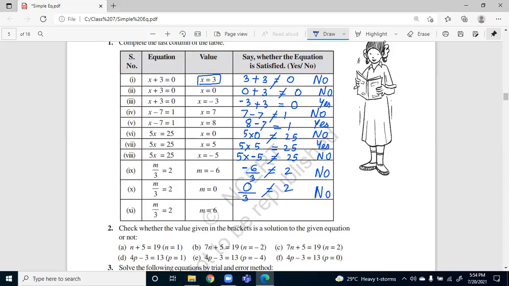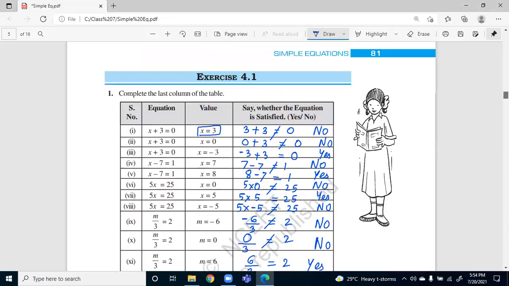Ma'am, the 11th part is satisfied because if we divide 6 and 3, the answer is 2, and 2 is equal to 2. So it is correct, yes. So this completes question number 1. Please make sure you have written it properly in your copy.